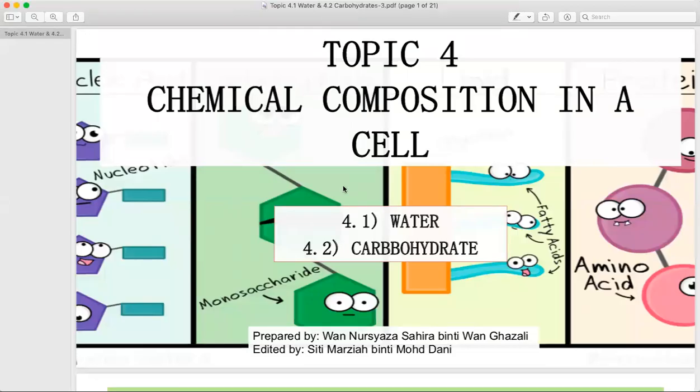Assalamualaikum warahmatullahi wabarakatuh. So untuk kelas hari ini, teacher nak ajar tentang chapter biological molecule, more specific to subtopic water and carbohydrate.